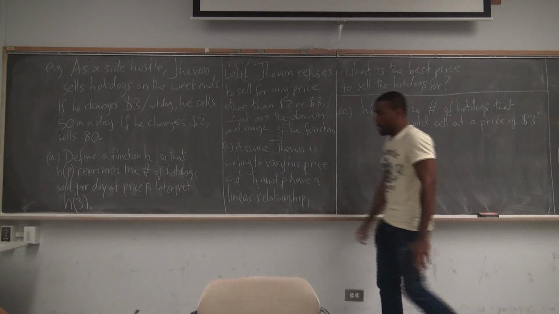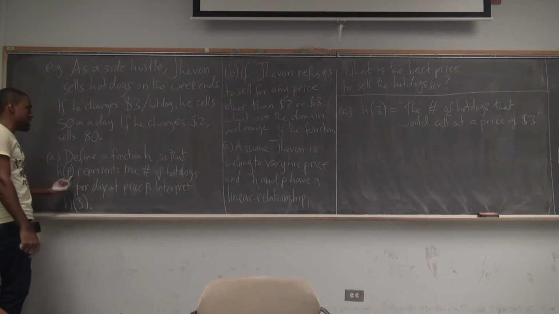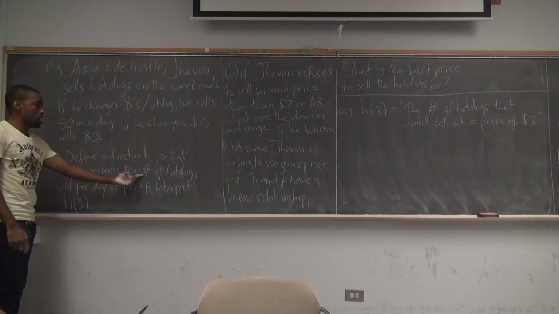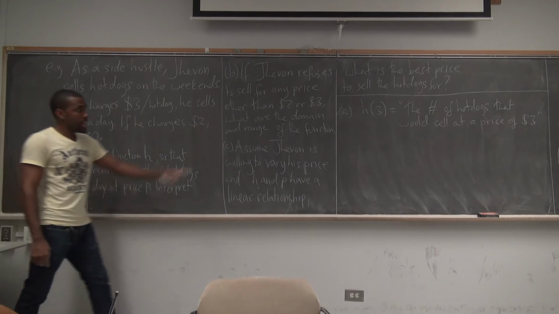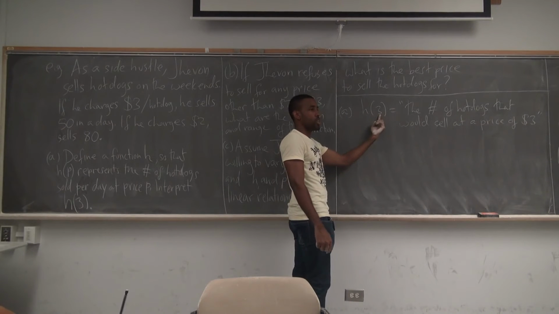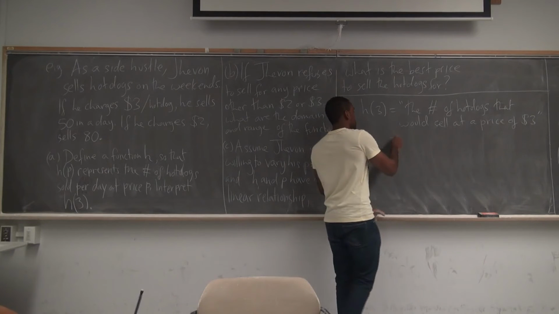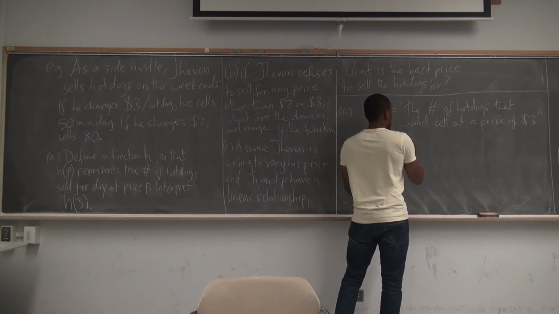Right? So I just told you how I set up this function. This is the rule that's connecting two variables, which I call h and p. H is the number of hot dogs that I sell at a price p. So if I say h of 3, I'm talking about the number of hot dogs I sell when the price is 3. Now in this case, I actually know what that value is. That's actually 50.